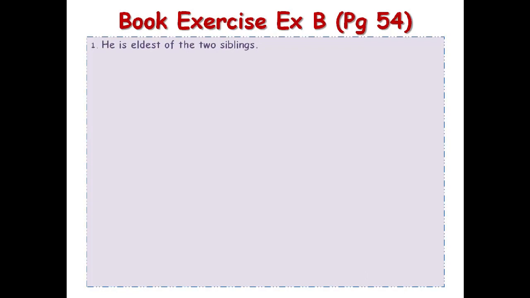Okay, so let's start with the first one. There is something wrong in the sentences given in this exercise, and we have to identify the mistake and write the correct sentence. The first one is, he is eldest of the two siblings.